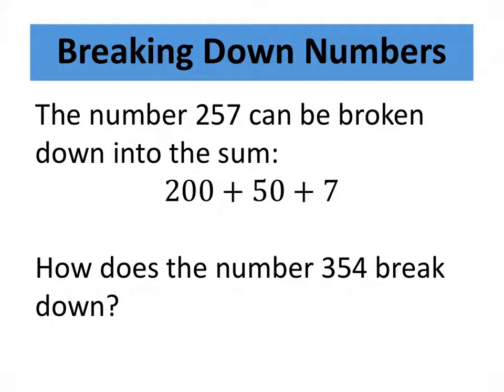So the basis of polynomial multiplication is really thinking about breaking down numbers, and that might seem a little bit odd, but it's really important to understanding how polynomial multiplication works. If we think about the number 256, it can be broken down into three parts: the hundreds part, the tens part, and the ones part. So we've got 200 plus 50 plus 6.